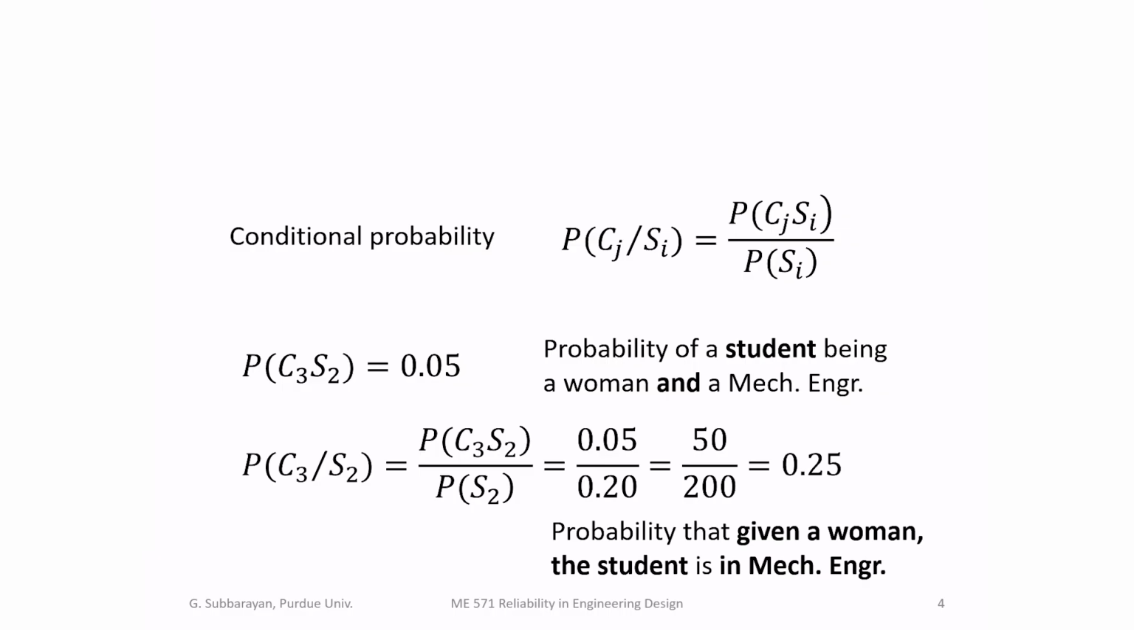The second one is a conditional probability: given that a student is a woman, what's the probability that the student would be studying mechanical engineering? That is C3 given S2. By Bayes theorem, we know that the probability of C3 and S2, the product rule, divided by the probability of S2, is 0.05 divided by 0.2, and that's 0.25. So that's the probability that, given a woman, the student is in mechanical engineering.